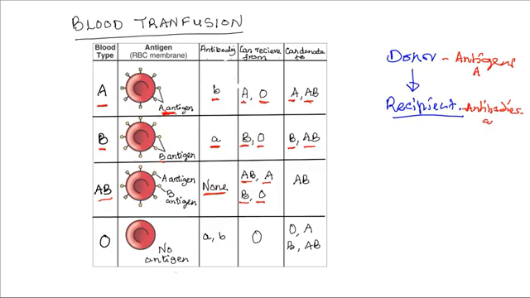For this reason, blood group AB is referred to as universal recipient.